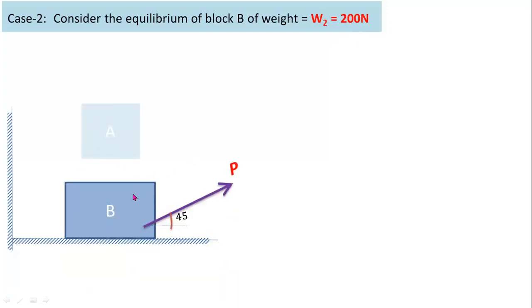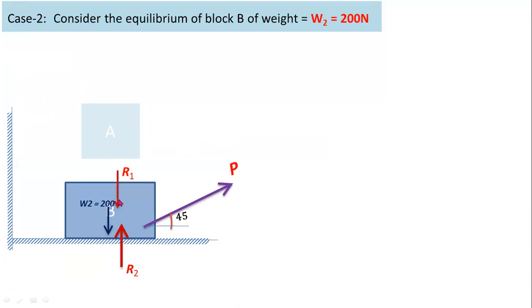You have to consider the free body diagram for this block. W2 is the self weight of block B. Self weight always acts vertically downwards. And R2 is the normal reaction force, perpendicular to the support. Now R1 is the normal reaction between the block A and B.